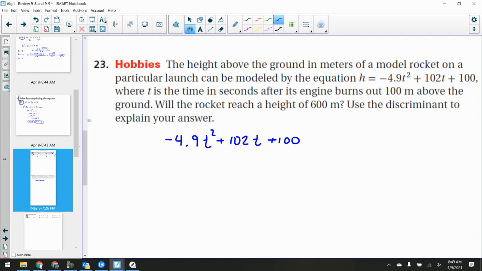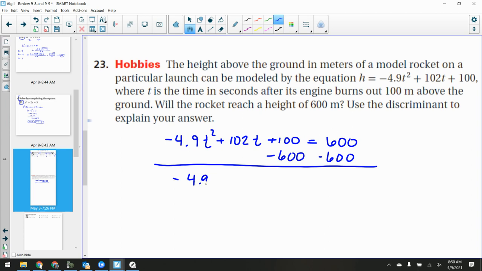How do I figure that out? What do I set this equal to? 600. I need to know if this height will ever equal 600. And then I figure out, will this equation have a solution? To do so, I'm going to subtract the 600 over to the left side, which is going to get me -4.9 t squared plus 102t minus 500 equals 0.